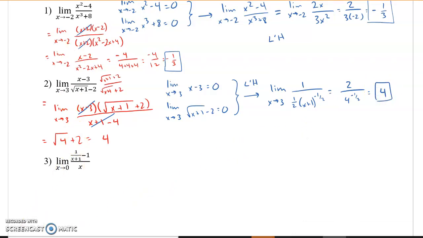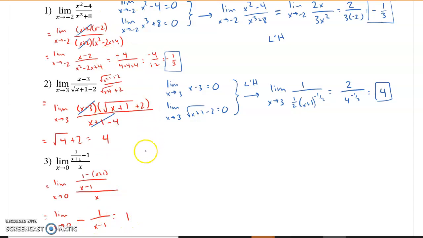This last one, same idea. We're going to go ahead and get a common denominator here. This was the third algebraic technique that we learned. And we've got 1 over x plus 1 minus (x plus 1) over (x plus 1). So minus x plus 1. And then that's all over x. Of course, 1 minus x plus 1 reduces down to a negative x. So we've got a negative x that cancels out with this positive x. And we end up with -1 over x plus 1. Plugging in 0, we get -1, which is +1.